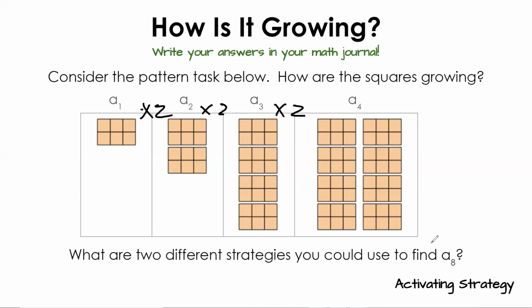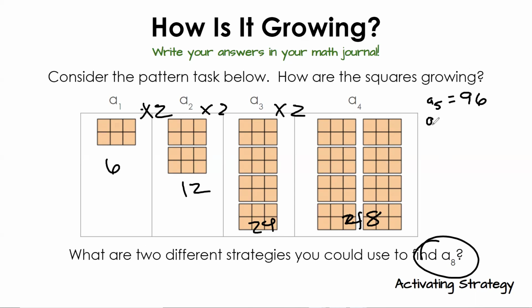So in order for us to figure out what a sub 8 is, what is going to be a sub 5? Well, we started off with 6, then we got 12, then we got 24, then we got 48. How do we figure out a sub 5? What is that going to give me? 96. All right, what about the next one?